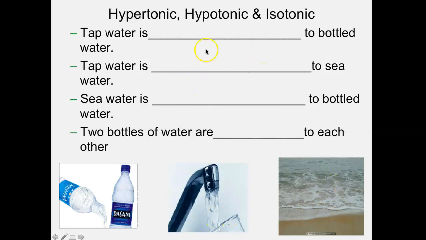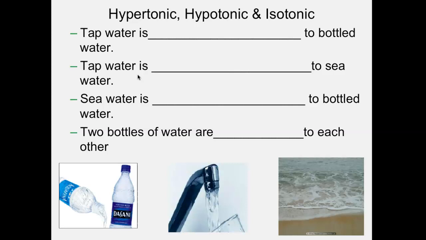So how do we fill these blanks in? Tap water is what to bottled water? Is it hypertonic, hypotonic, or isotonic? The answer is hyper, right? Tap water has more things in it, so it's hypertonic to bottled water. Next example, tap water is blank to seawater. The answer is hypotonic.